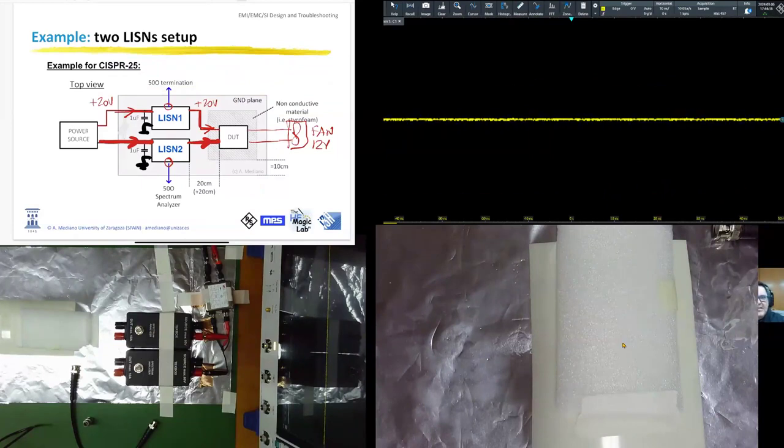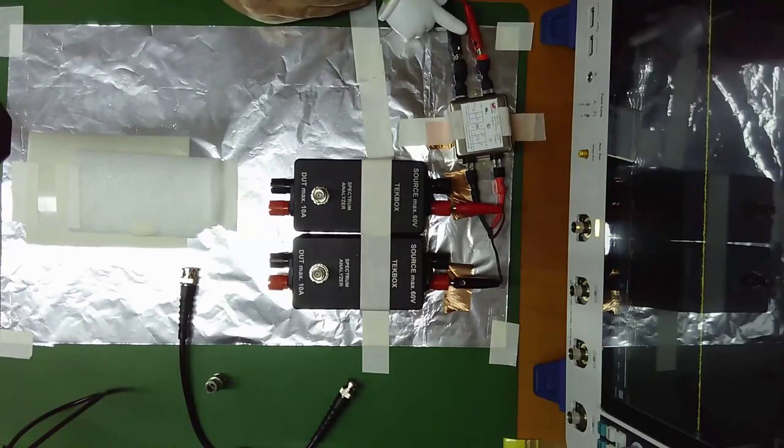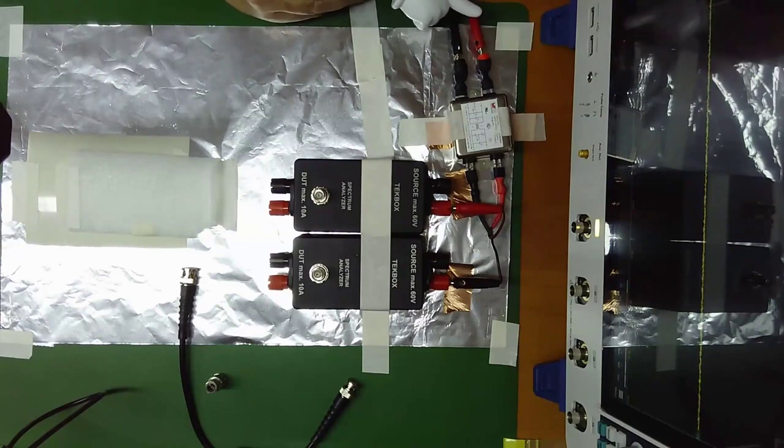So now let's explain basically how is the setup for our experiment. This is the setup, okay? So you can see here, let me show you. This is the input voltage. Here you have between 15 and 30 volts, no?